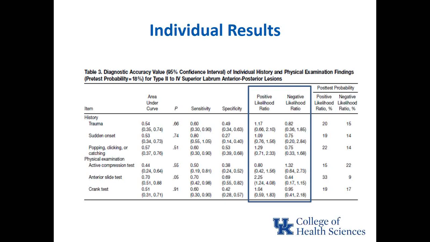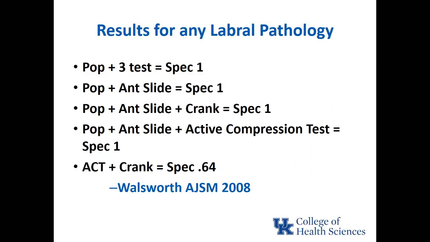The anterior slide test was probably the best with a 2.25 positive likelihood ratio. But what they did is they started combining those tests, and they found that if they had a history of popping and clicking and all three tests were positive, their specificity was 1. So if they were positive with all of those, they were very confident that those patients would have a labral tear.